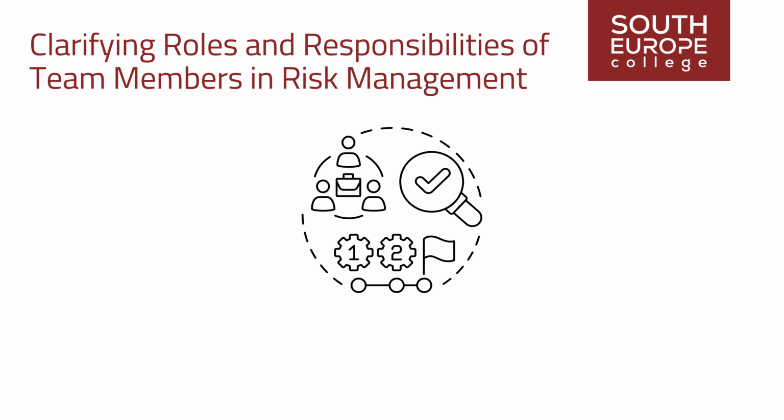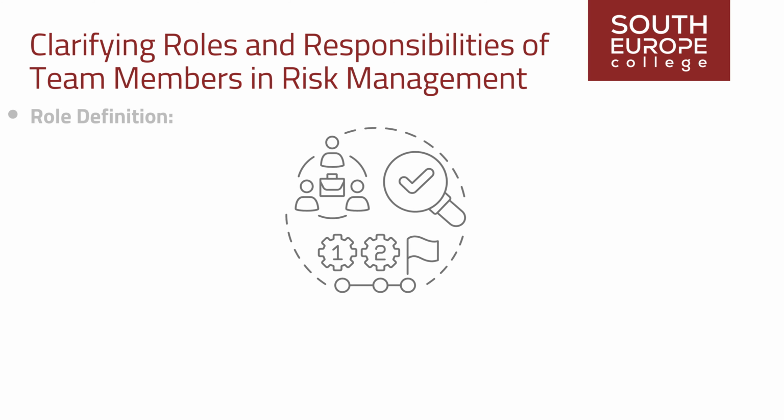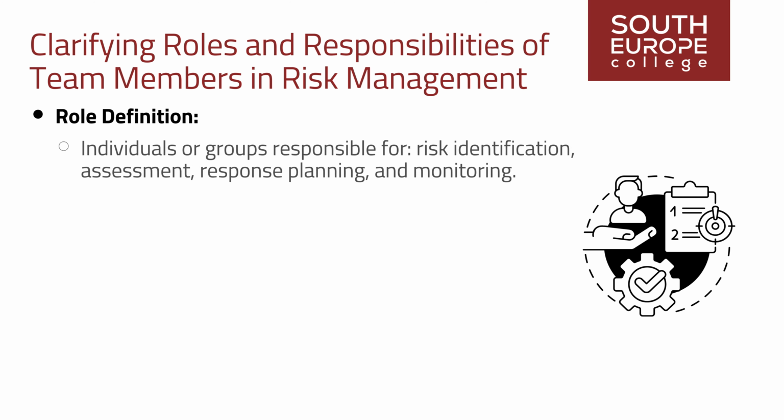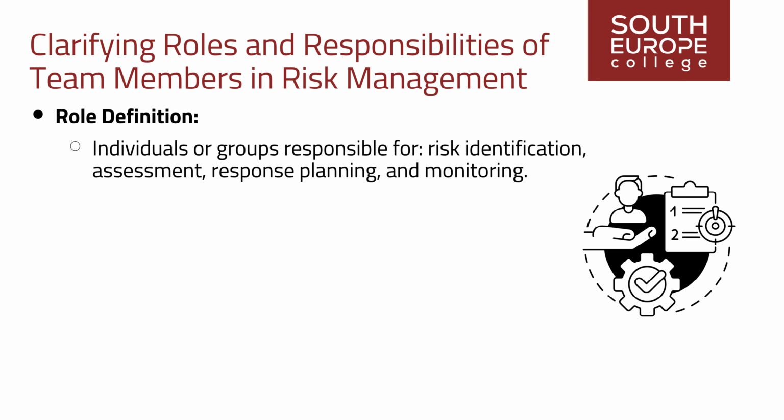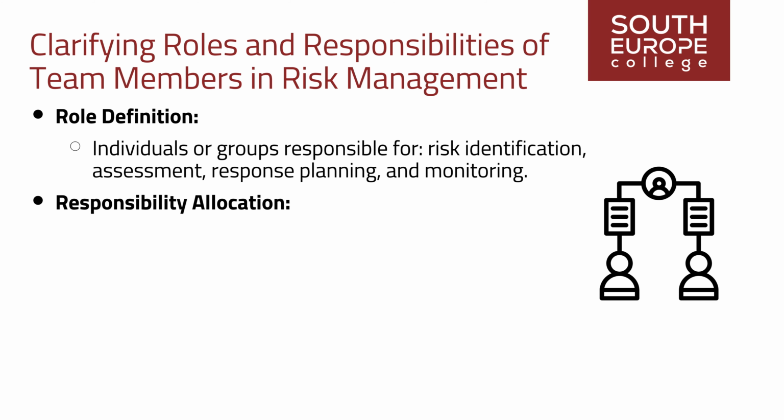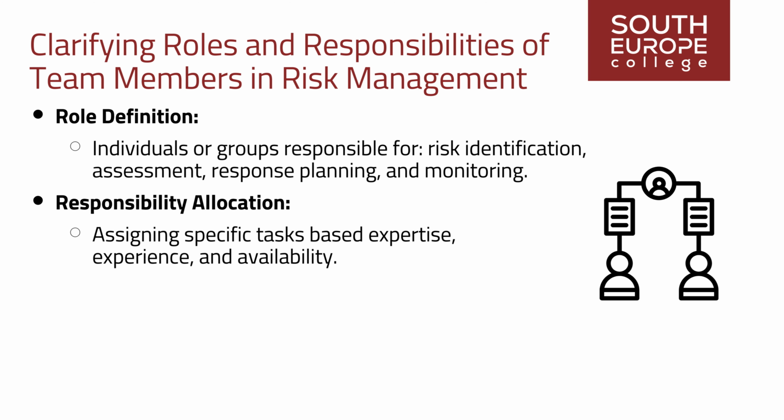Clarity regarding roles and responsibilities is essential for fostering accountability and collaboration in risk management efforts. Key steps in clarifying roles and responsibilities include role definition, identifying individuals or groups responsible for various aspects of risk management, including risk identification, assessment, response planning, and monitoring. Responsibility allocation, assigning specific tasks and duties to team members based on their expertise, experience, and availability. This ensures that each team member understands their role in managing project risks.